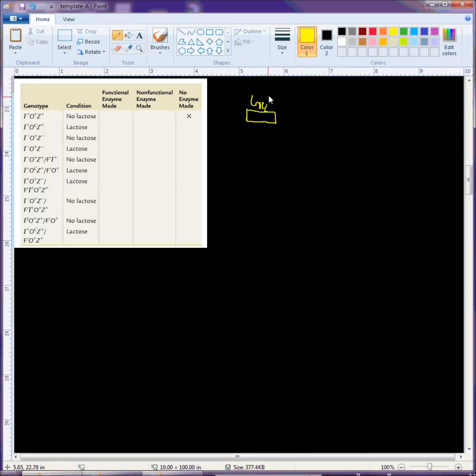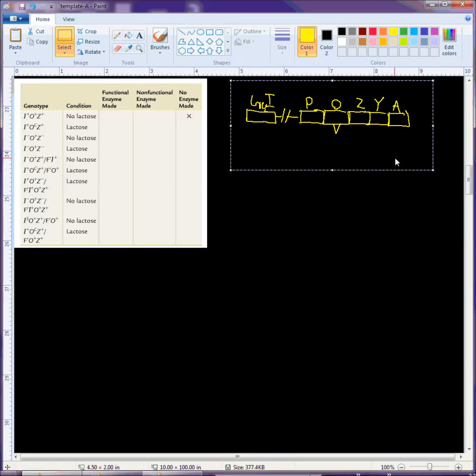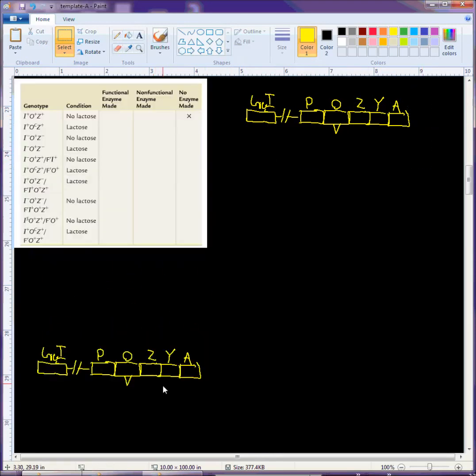So we got lac I here, promoter, operator with the lac I binding site, lac Z, lac Y, lac A. We call this lac O, this is the promoter. Okay, so let me copy this so I don't have to keep drawing that. I'm going to store that down here for now.